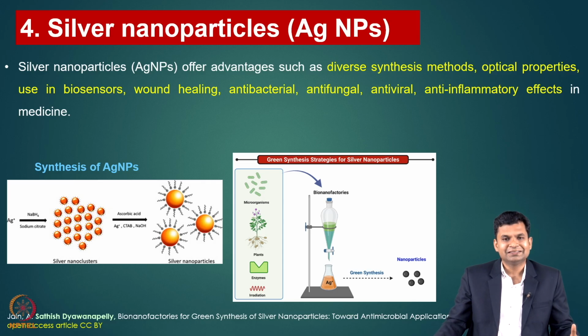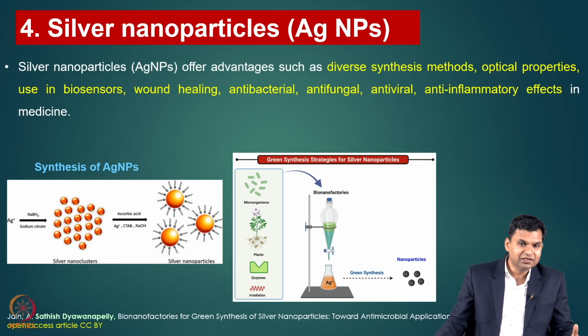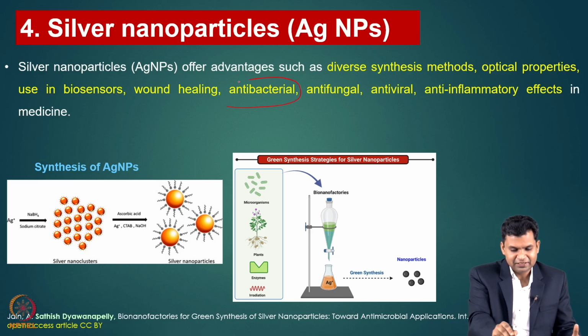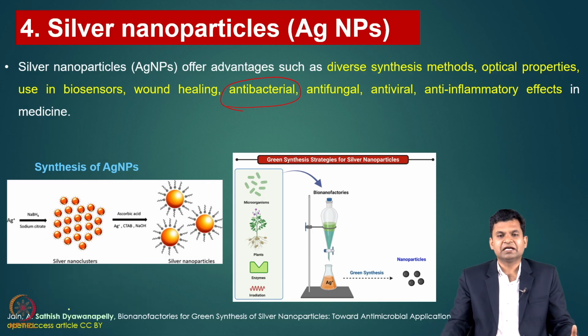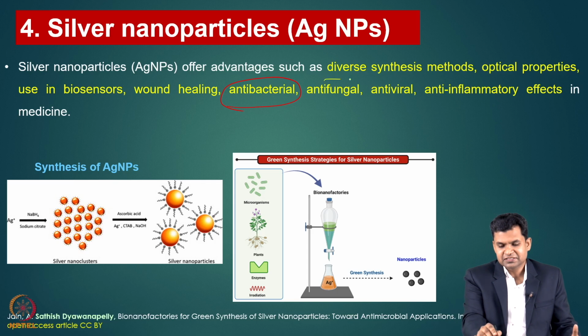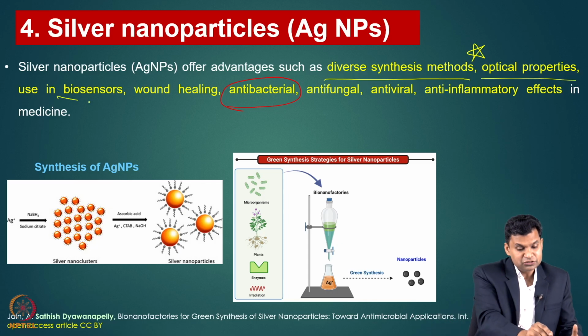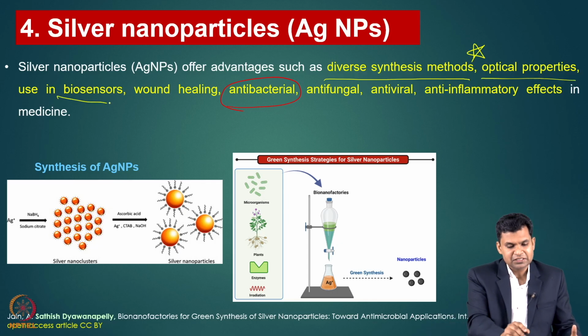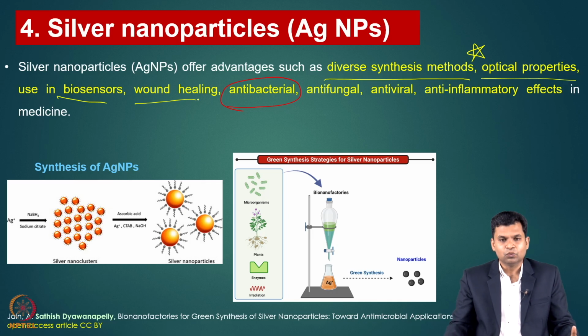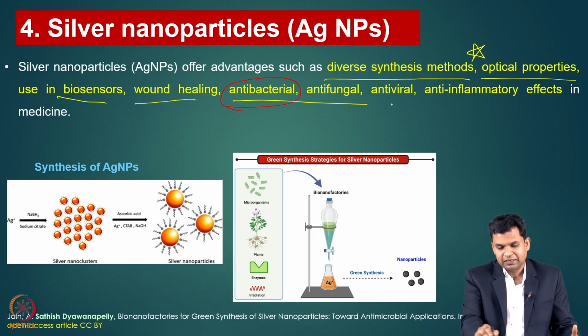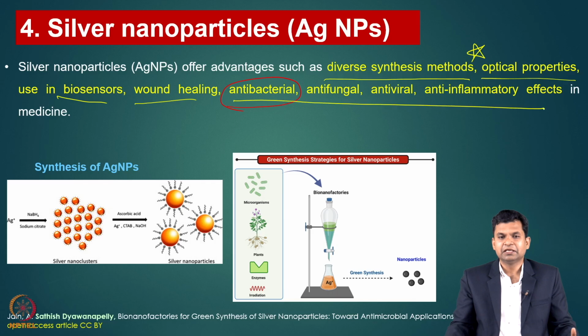Now here, another example is silver nanoparticles. We all know silver nanoparticles work as antibacterial agents. So here, see, these silver nanoparticles offer advantages such as diverse synthesis methods. Now we will see with these two examples that they also show optical properties, which can be used in biosensors, and which you can also use in wound healing and other drug delivery applications in medicine.